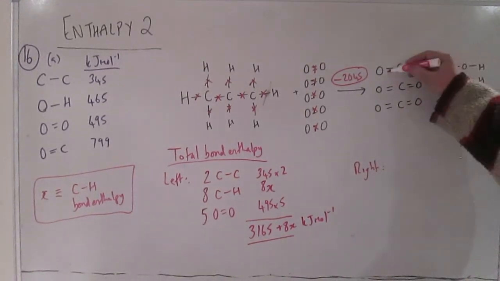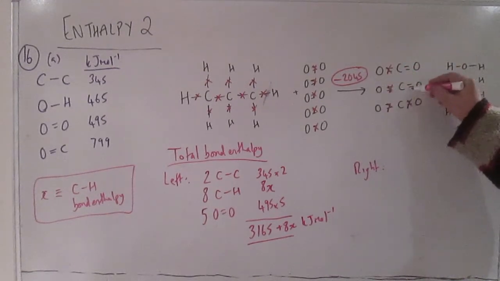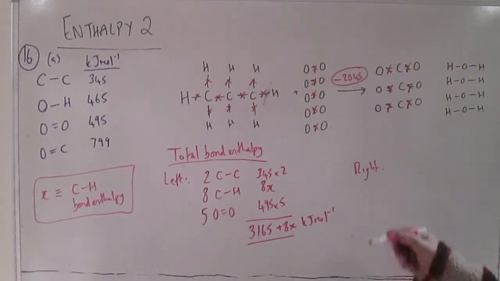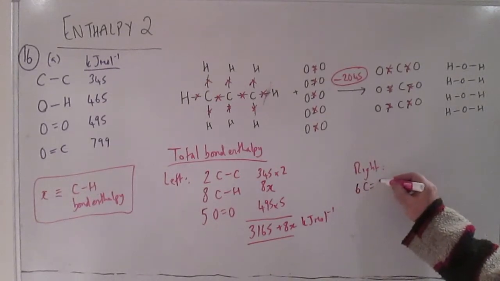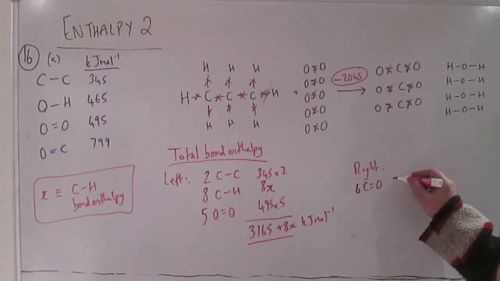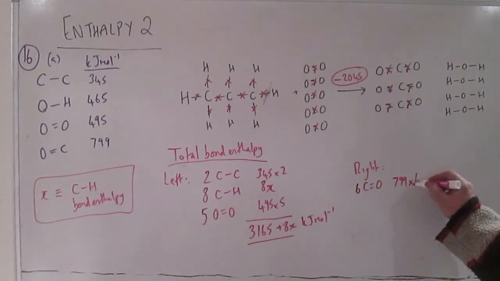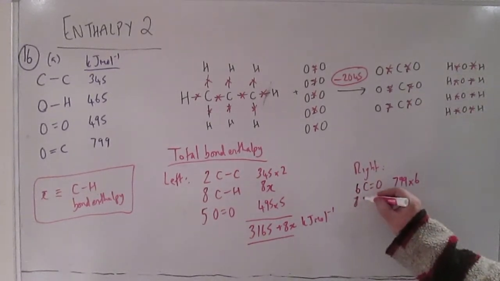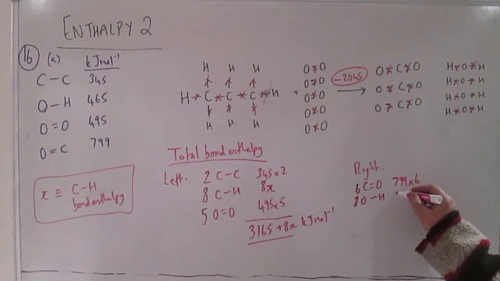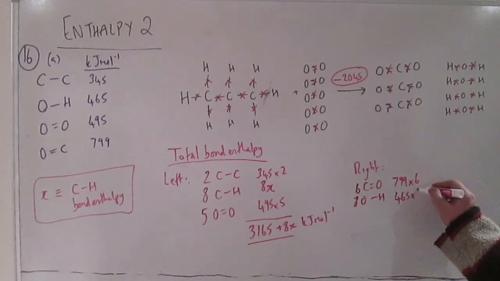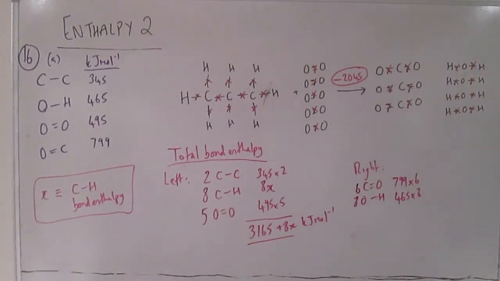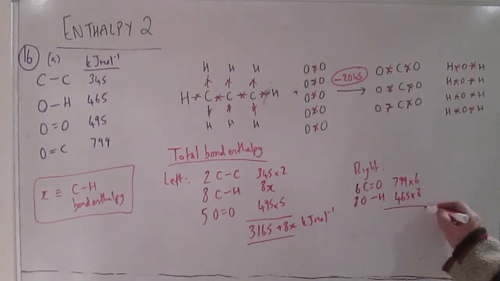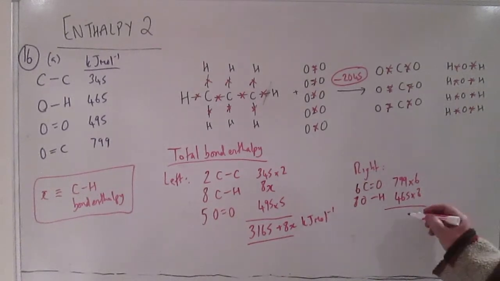On the right hand side we have 1, 2, 3, 4, 5, 6 C double bond O's. So that's 799 times 6. And we have 1, 2, 3, 4, 5, 6, 7, 8 OHs, which is 465 times 8. Again, just double check that's all the bonds accounted for, which it is. And if we add that lot up, we get 8,514.